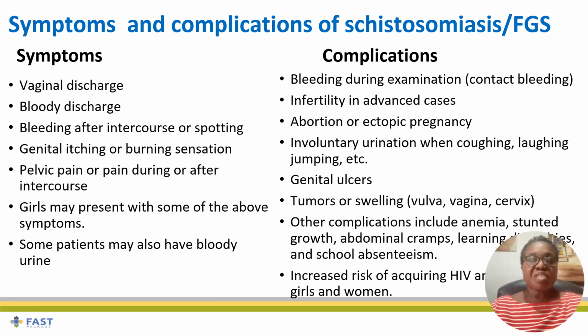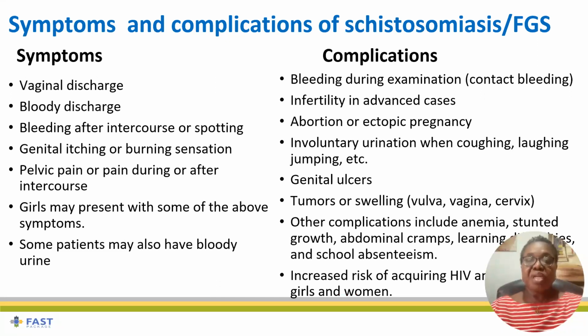So what are some of the symptoms and complications? Vaginal discharge, bloody discharge, bleeding after intercourse or spotting, itching, pelvic pain. Girls may present with some of these symptoms, and some patients may also have bloody urine. And most of the time it's bloody urine that you use to detect schistosomiasis in a community.